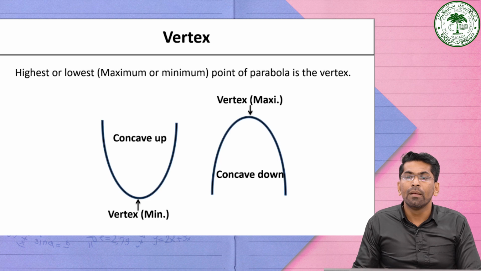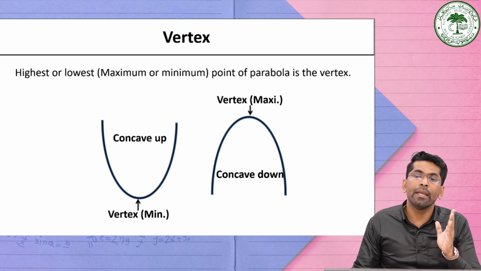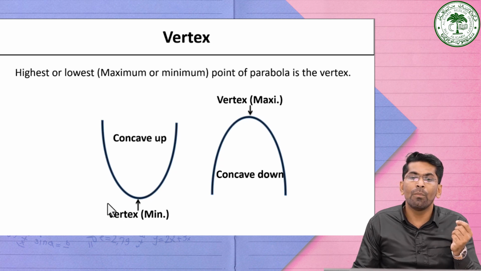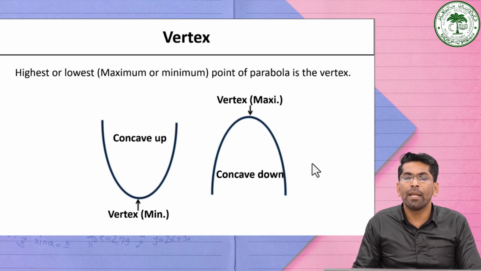So here, the direction of the parabola, upward or downward, is determined by the sign of the coefficient a. If a is greater than 0, then the parabola opens upward, and if the coefficient a is less than 0, then the parabola opens downward, or it is concave down.